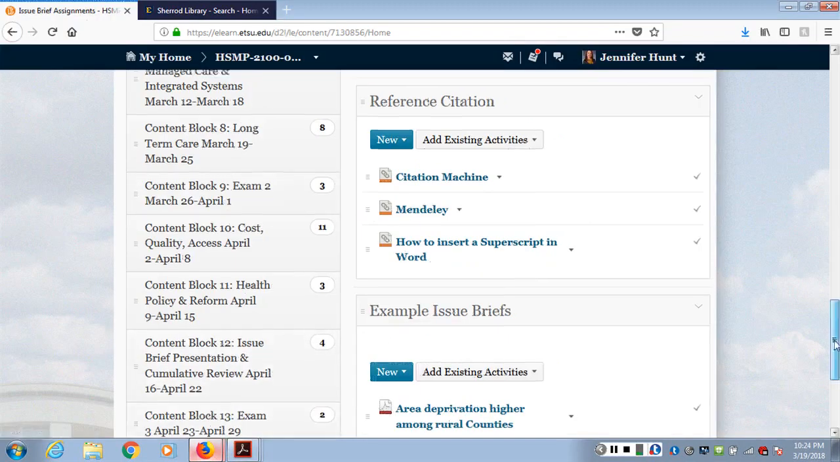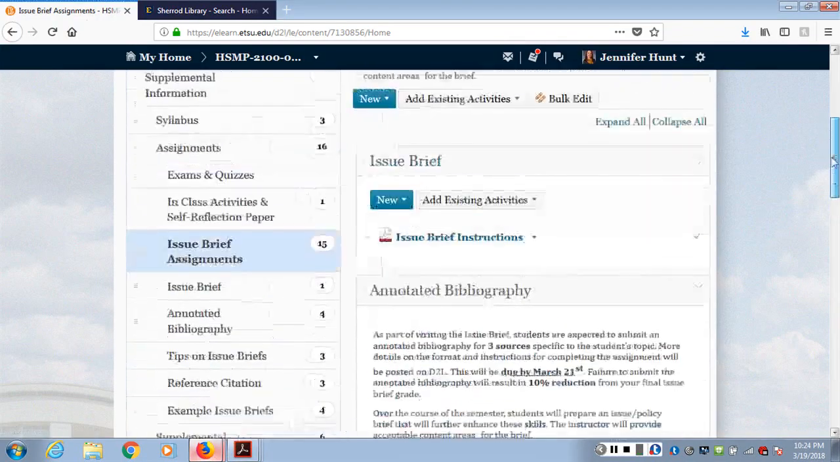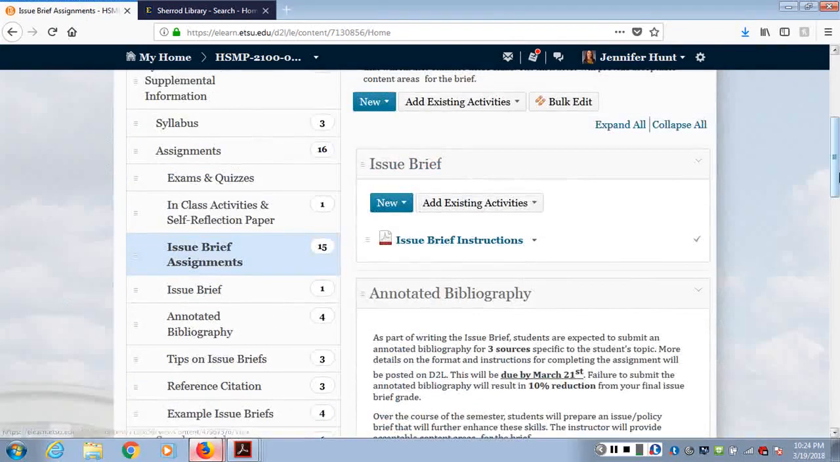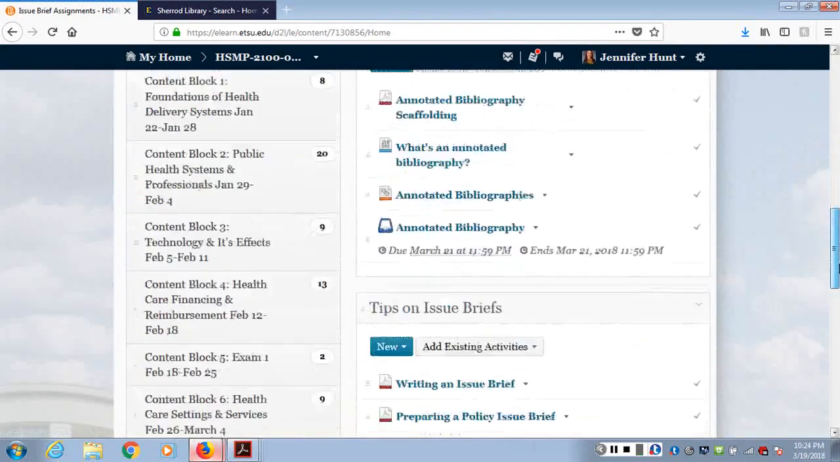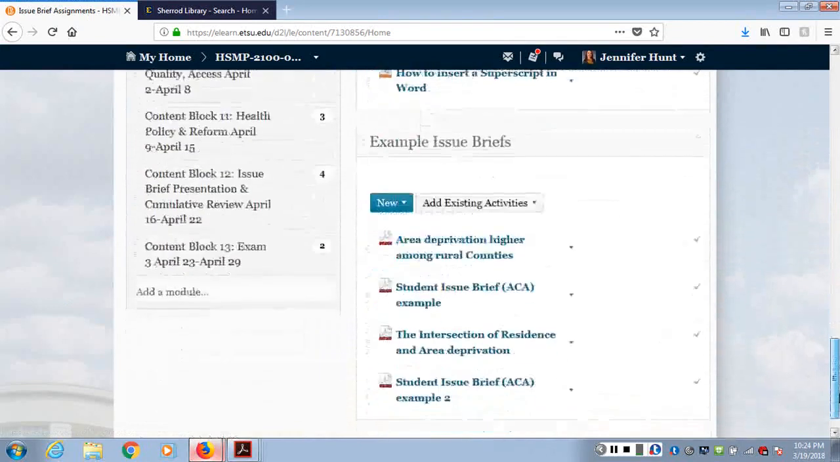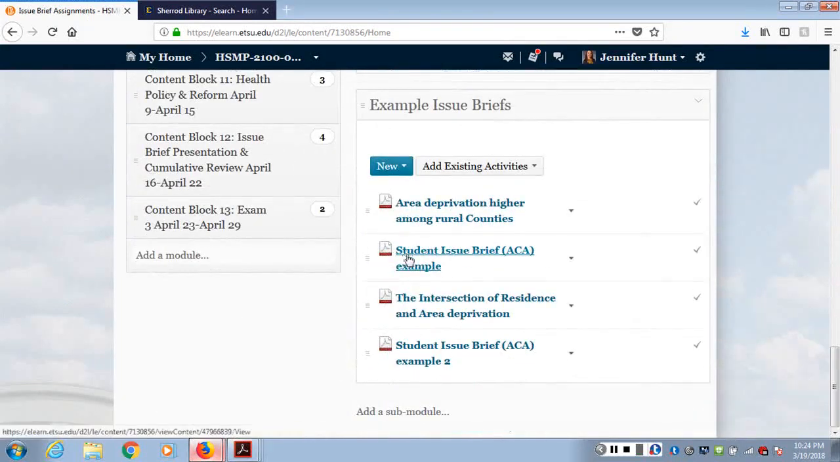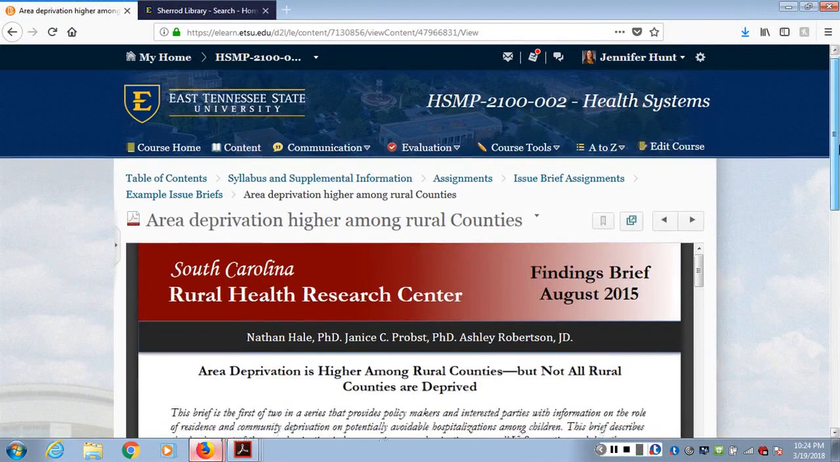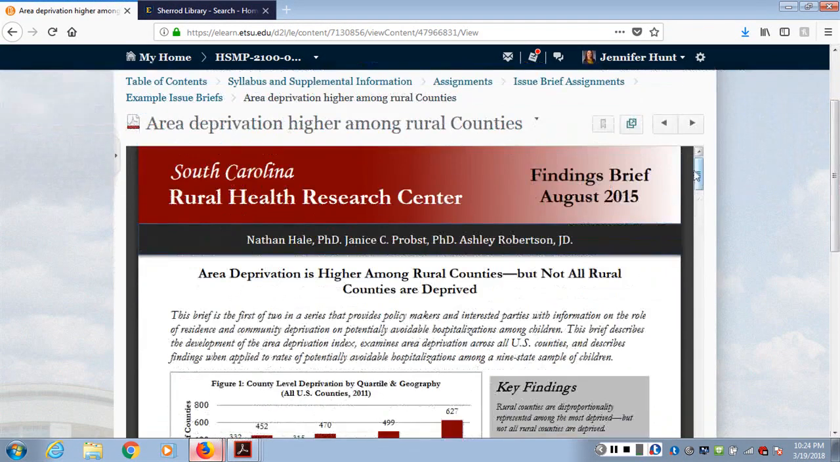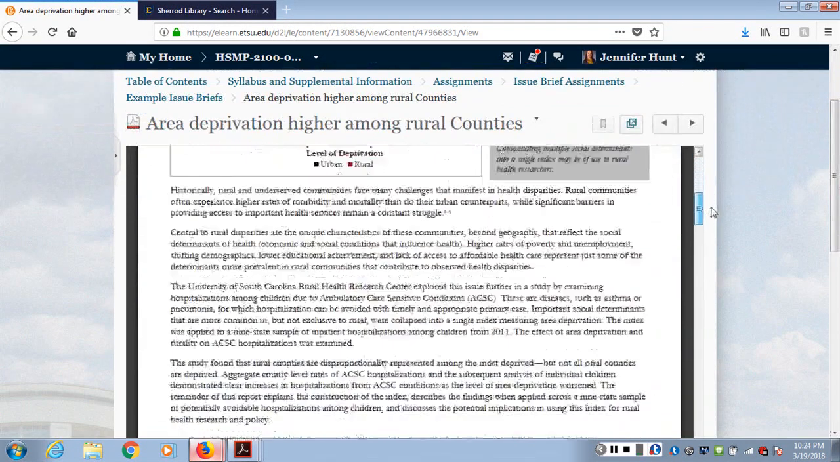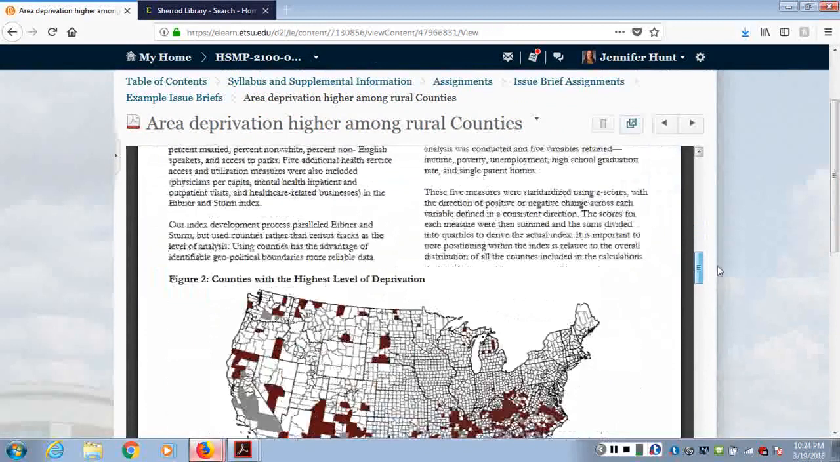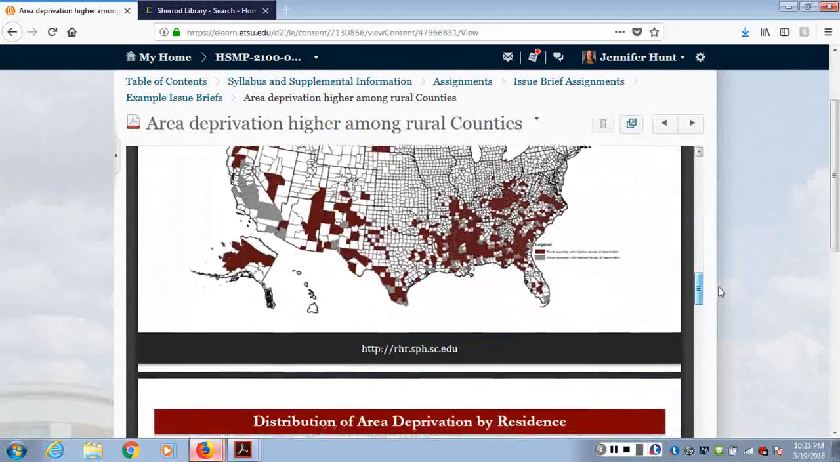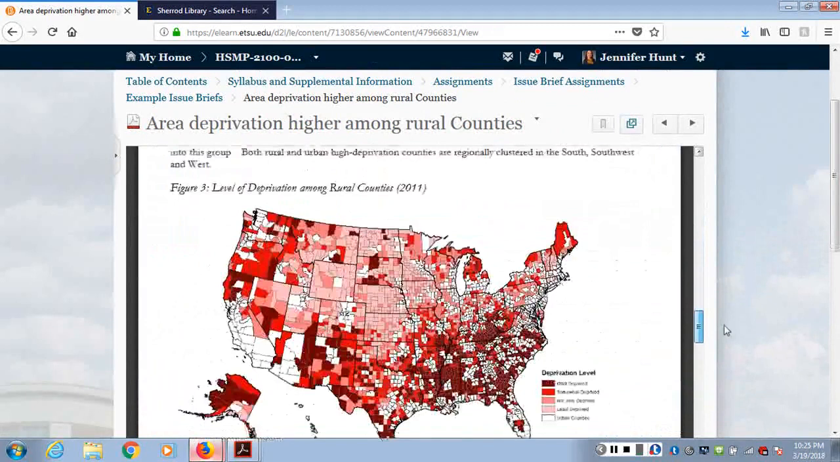If you'll go, again, just go to your assignment module, go down to issue briefs. When you get to the issue brief module, we'll scroll on down and we'll go to example issue briefs, and there's student issue brief 1 and 2. Now there are two others listed here. These are professional ones that were taken from professional journals, and you can see how these were laid out. So it looks more of a combination between the two student examples that are provided.